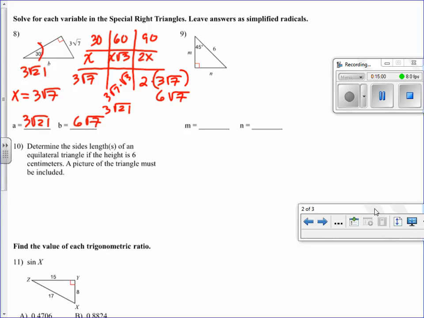Special right triangles, they're hard for students, yes, I get that. Yes, sir. Yes.